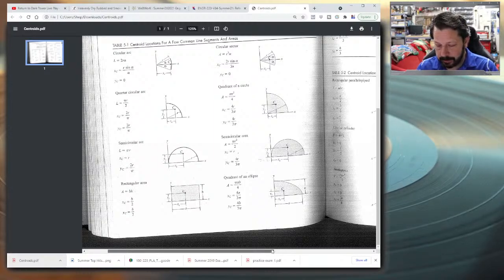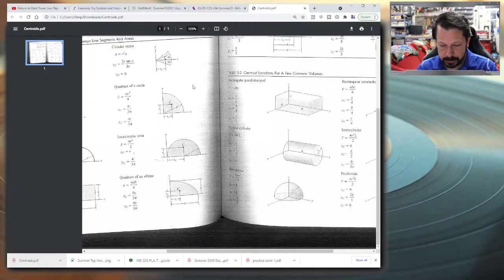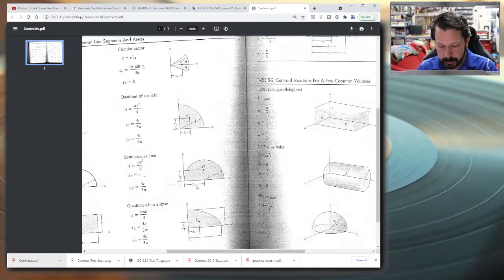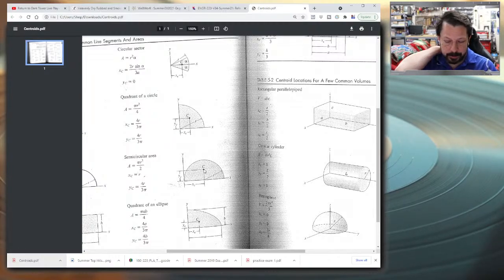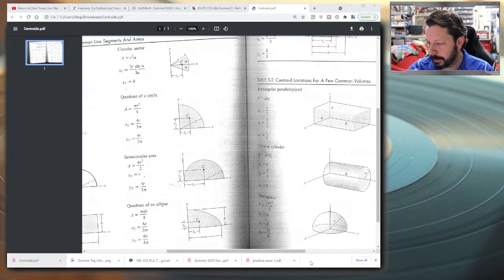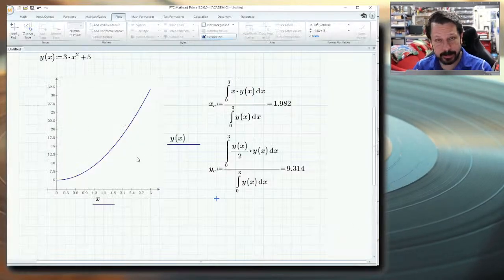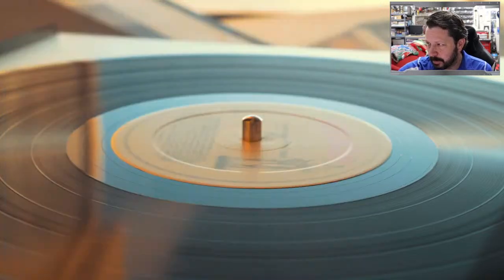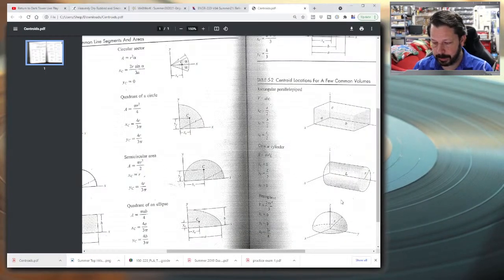Some of these are not as obvious, like this semicircular area. You know it's somewhere near the top, not necessarily right in the middle, but you wouldn't by default just know that it's 4r over 3 pi. That's a thing you'd have to either calculate this way, or look up in a chart this way, and eventually you'll remember these just by using them enough.